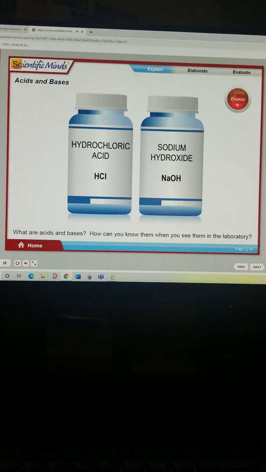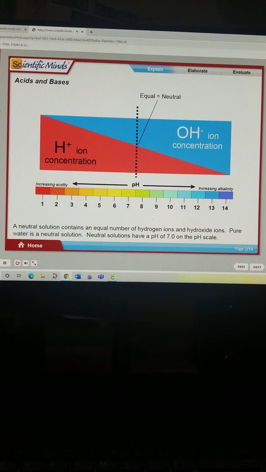What are acids and bases? How can you know them when you see them in the laboratory? A neutral solution contains an equal number of hydrogen ions and hydroxide ions. Pure water is a neutral solution. Neutral solutions have a pH of 7.0 on the pH scale.